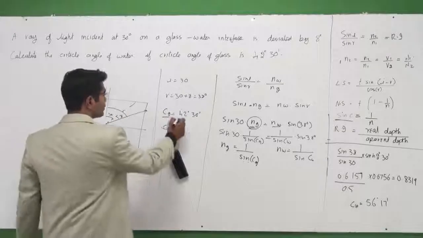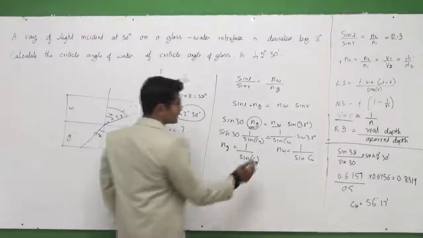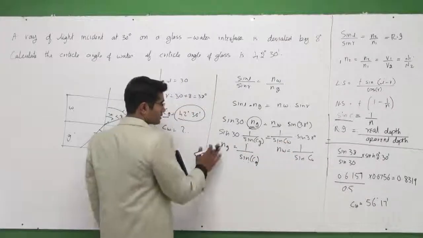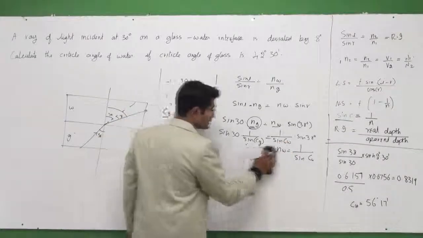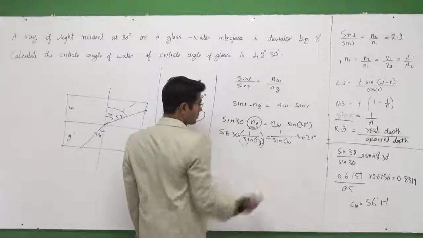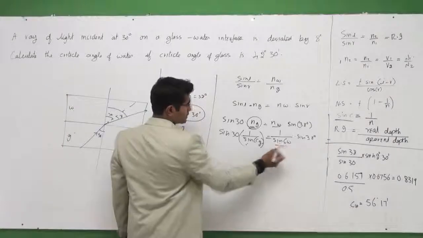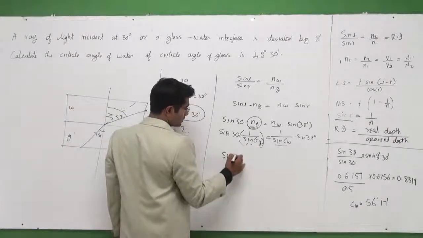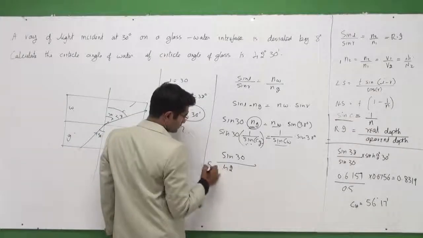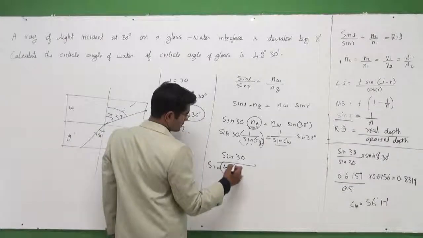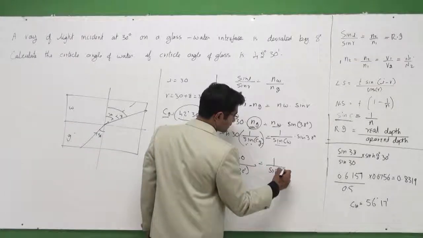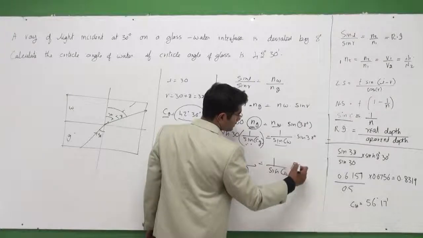Now out of all these things, what do I know? I know that the critical angle of glass is 42 degrees 30 minutes. It means this is also given to me. The only thing I have to find out is this one. I hope you understand how I got these two just from that formula. Now this is my interest. So I can write sine 30 by sine of 42 degrees and 30 minutes, and this is 1 by sine CW, which I'm supposed to find out, into sine 38.